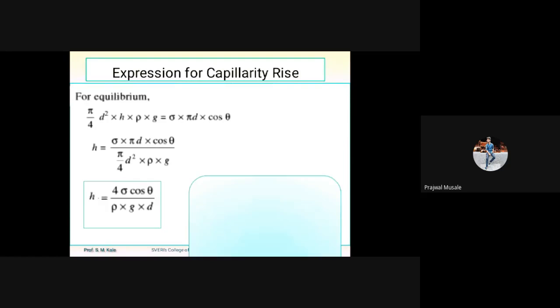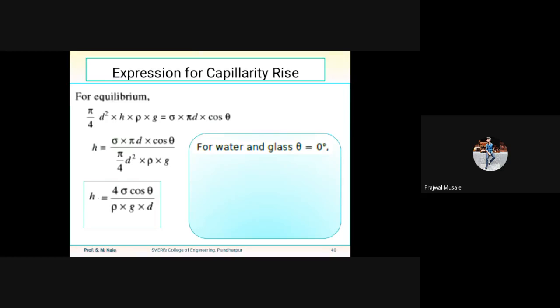But if I consider the example of water, in the case of water there is a capillary rise. For water and a glass tube, the value of theta is equal to 0 degree. If I put theta as 0 degree in this equation of h, then cos 0 is equal to 1, and I get the value of capillary rise. You have to remember this formula.